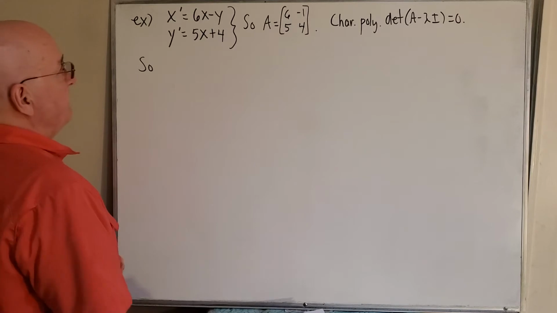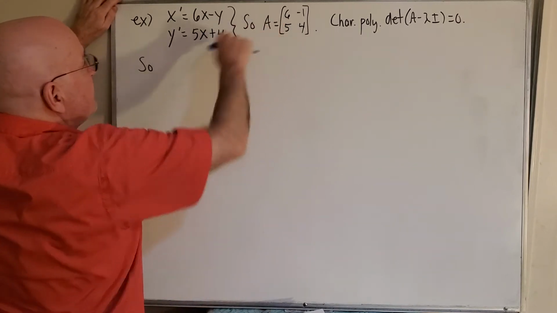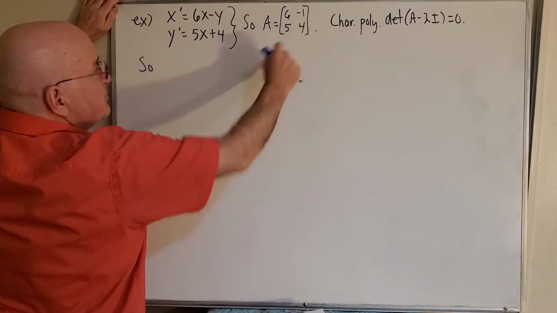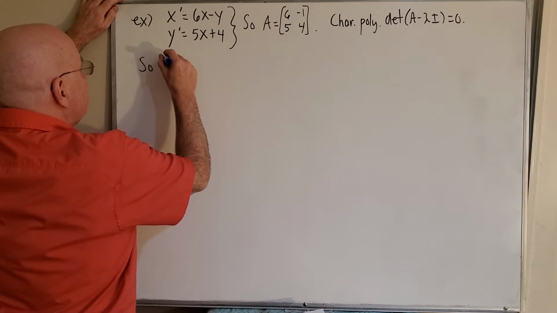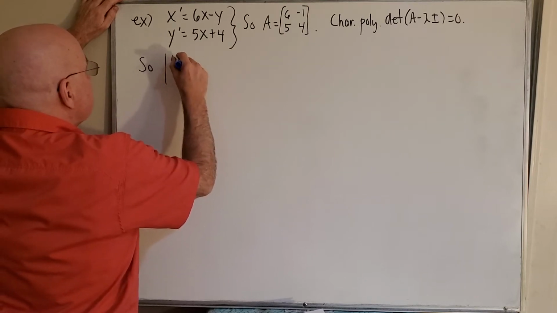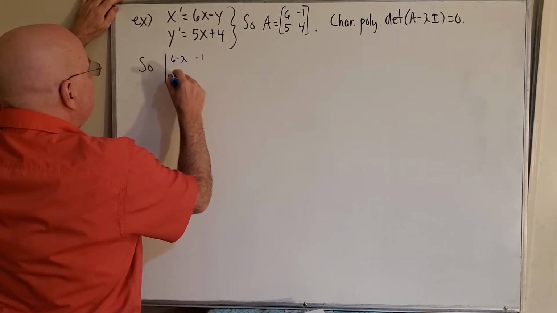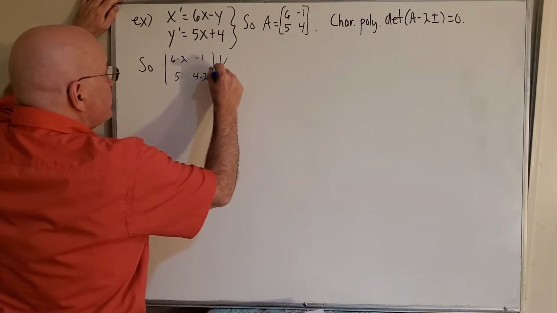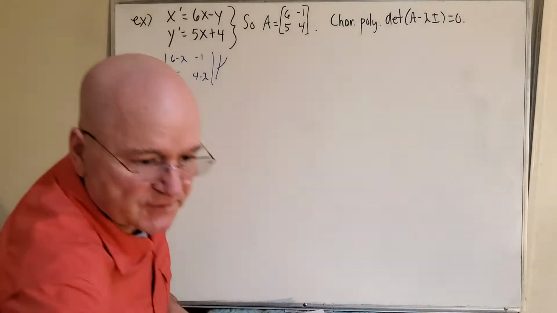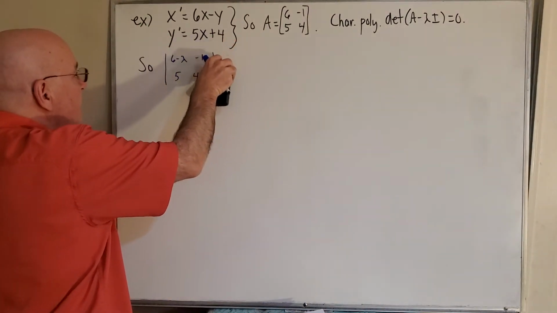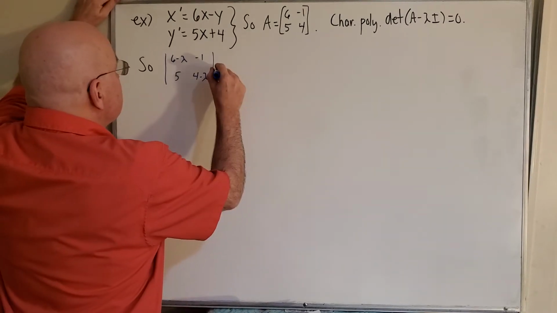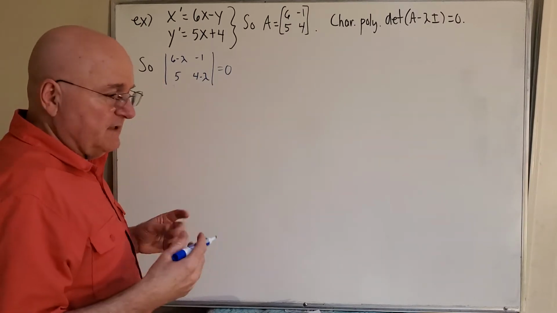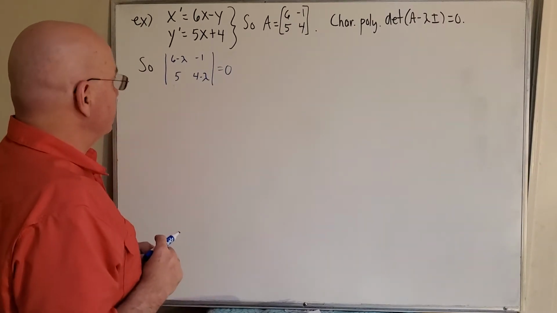So what does that give us? Remember, A minus lambda I means you're only changing the diagonal entries and you're subtracting a lambda from them. So that would give us the determinant of 6 minus lambda, negative 1, 5, 4 minus lambda. Oh, I'm sorry, getting ahead of myself, trying to find eigenvectors before we have found the eigenvalues. Just set that equal to 0. It'll be a polynomial in lambda, solve for lambda, and we'll get our two eigenvalues.